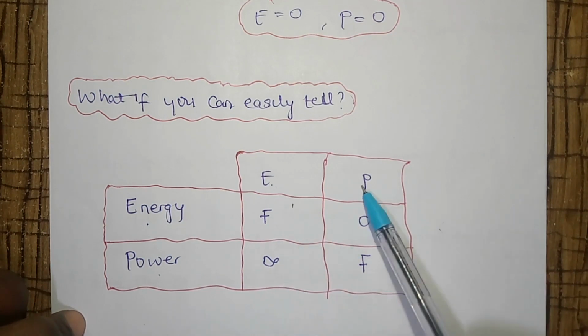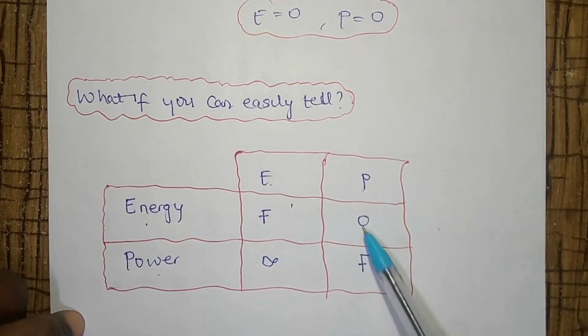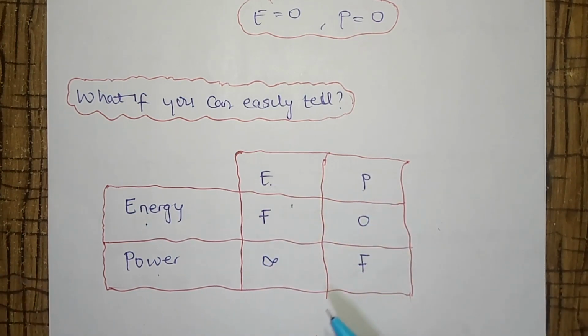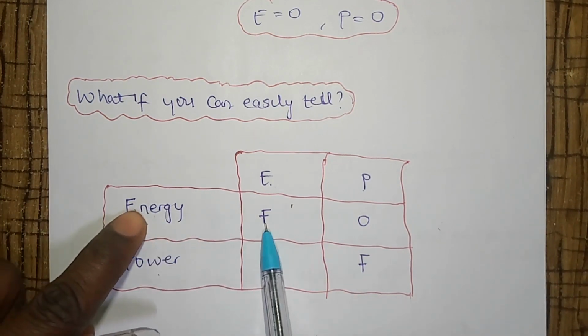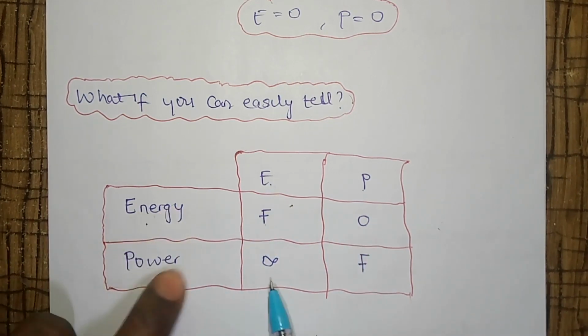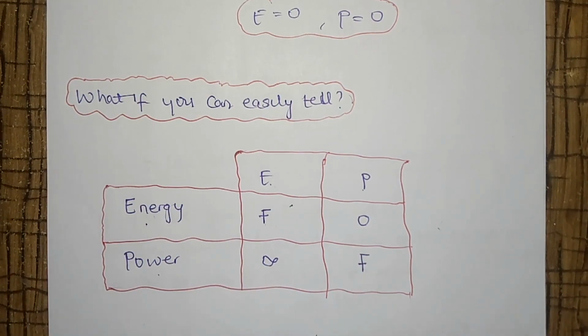Now, if you can get that, the last one is pronounced as POF. So if you know E is infinity and P is finite, then you can easily define it from this table. An energy signal has finite energy and, as we said, zero power. A power signal has infinite energy and finite power. You get the point?